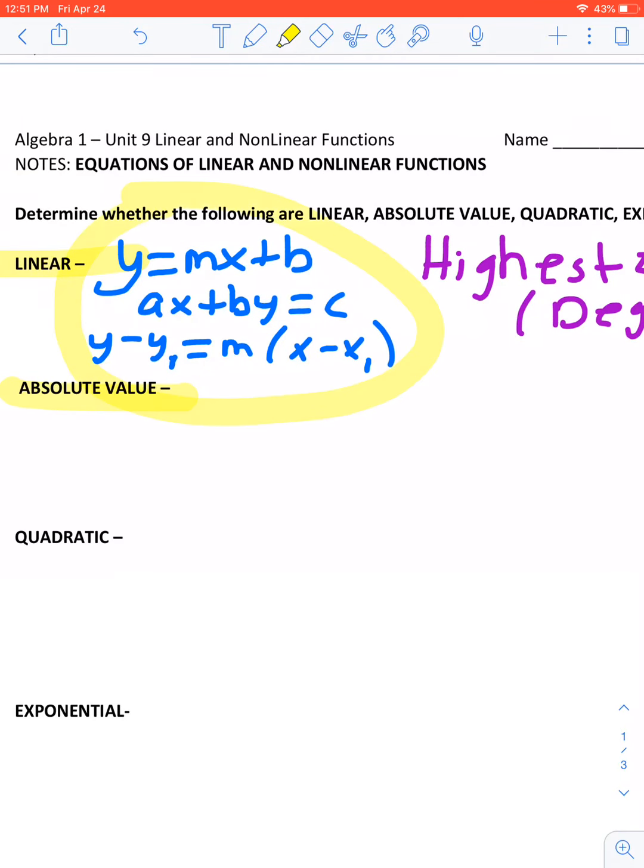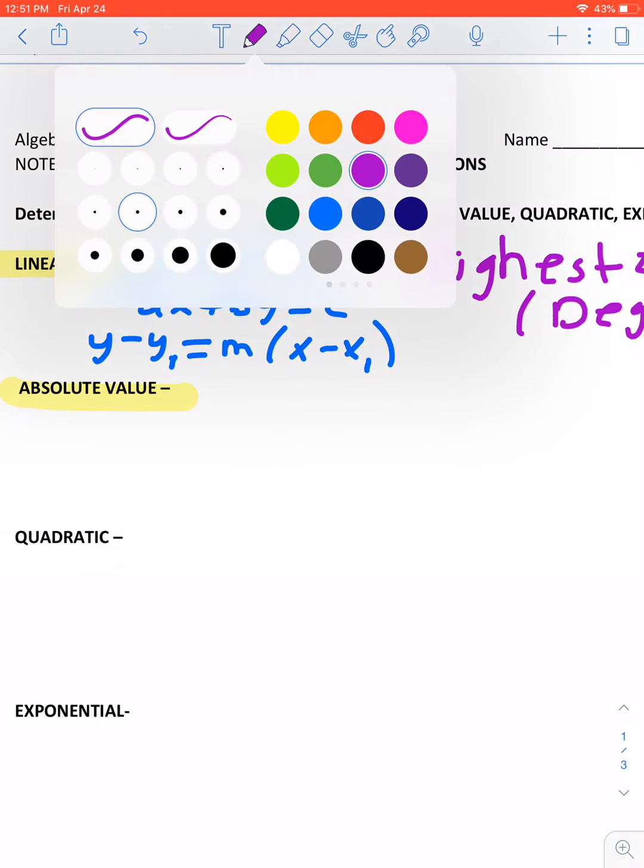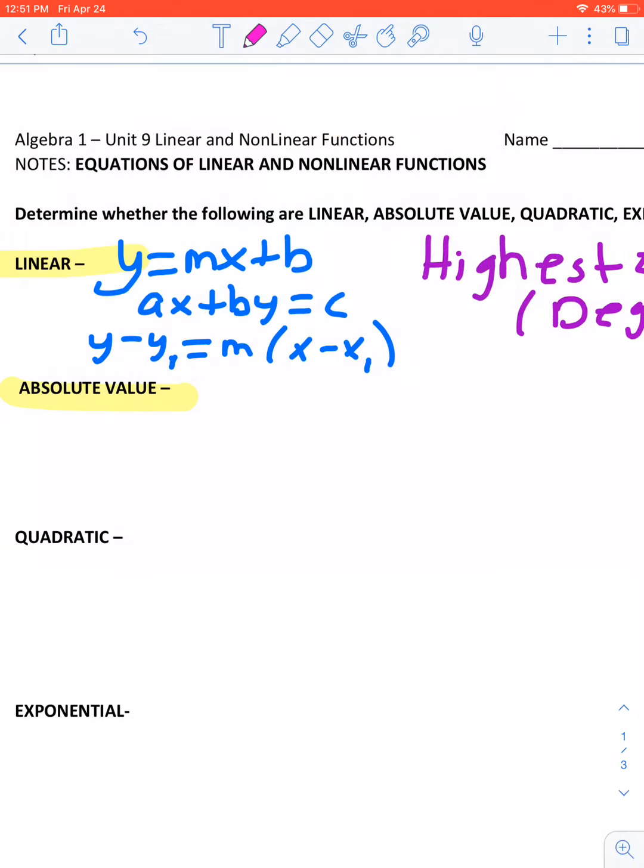And then the second function we're going to talk about today is absolute values. You talked a little bit about absolute values first semester, and you talked a lot about them in middle school. Absolute value signs look like this. In order to be an absolute value equation, it must have the absolute value signs.